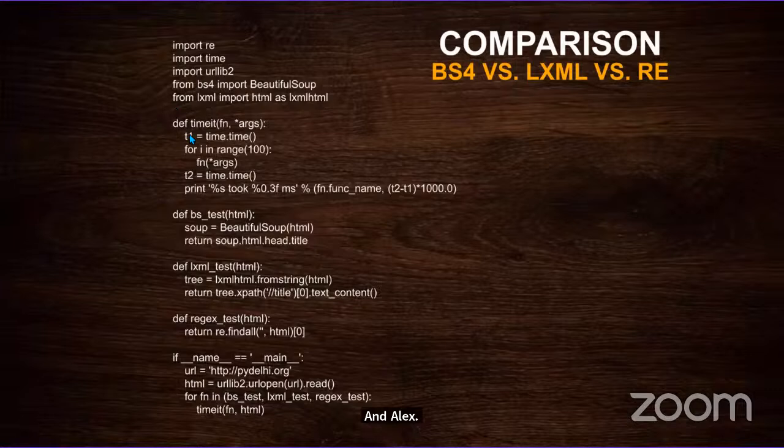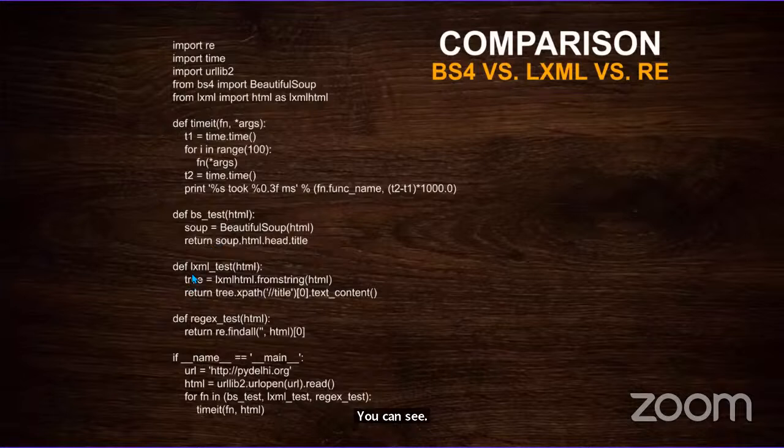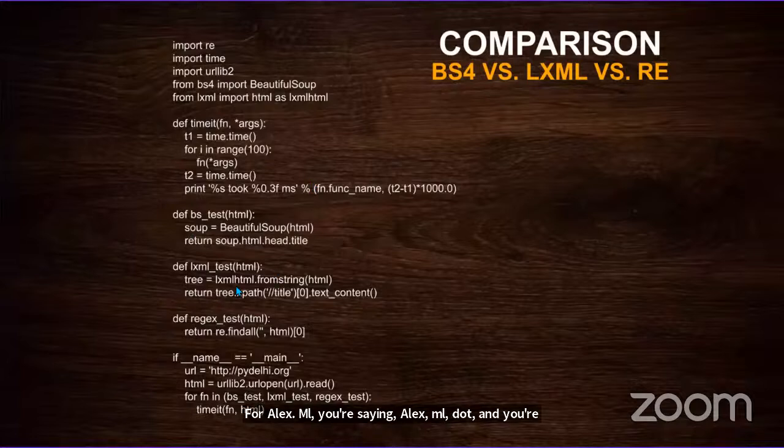You are trying to define the function, and in the function you are trying to open, and you're giving the key arguments, and then you can see this. This is for Beautiful Soup, you are saying BS. For lxml, you are saying lxml.text, and you are saying regex. So this is the piece of code which I've given.